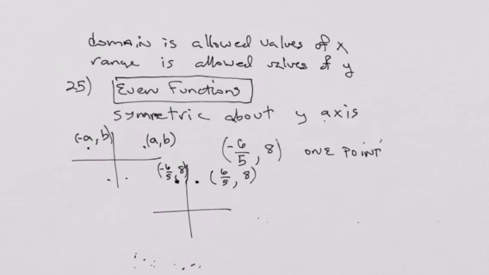Same y-coordinate. So that's a point symmetric. If it's an even function, that's an additional point that the function would have. And so that's our answer, and that is answer choice E.